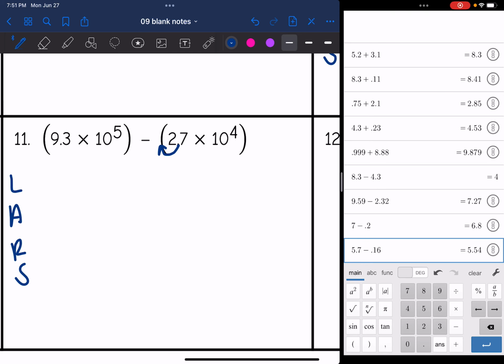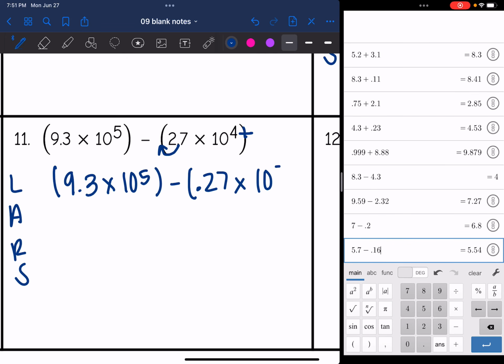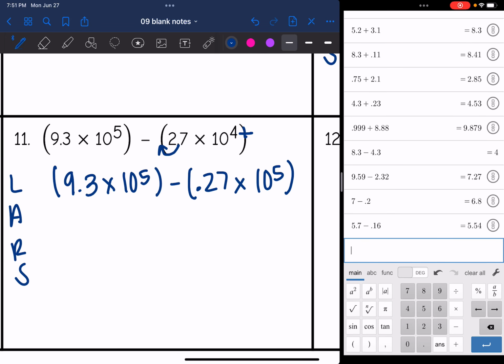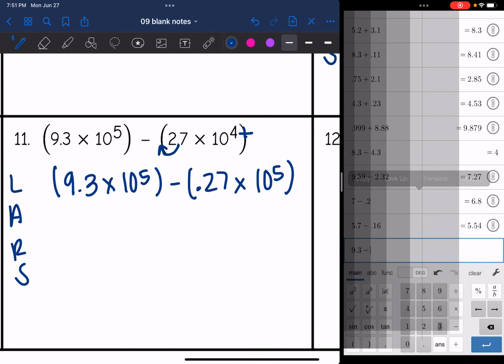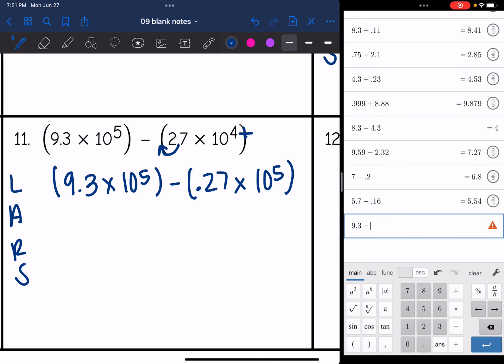So we'll move this decimal to the left and add. So the first one will be 9.3 times 10 to the fifth minus, we move it to the left, 0.27 times 10 to the fifth. So 9.3 minus 0.27 is 9.03.